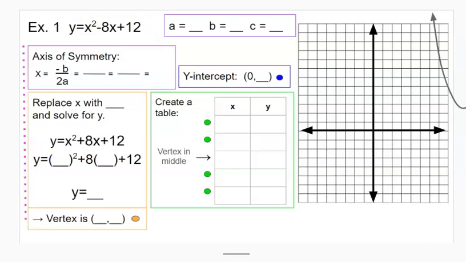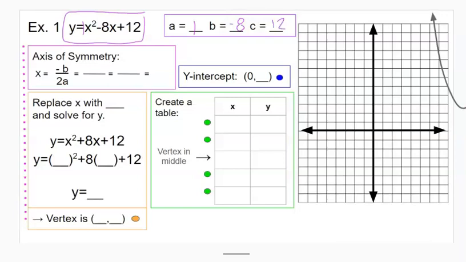So the first step is always to identify your a, your b, and your c. So in this equation, a is always next to x squared. So in this case, there's no number there, which makes it a 1. B is next to x, which is -8, and then c is the number with no variable next to it, which is 12.